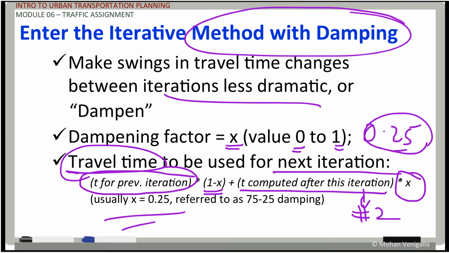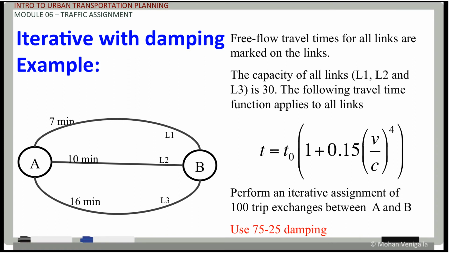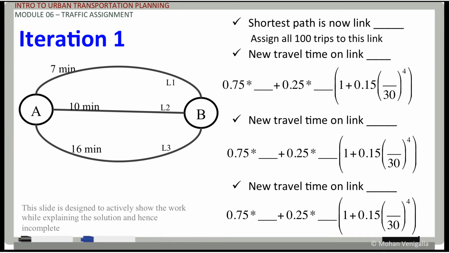As with anything, if we use a problem, it will become much clearer. Again, the same problem, one line is added. Use 75-25 damping. That's what we are going to do. Everything the same. Capacity is 30, trips are 100, etc. Now, these travel time estimation functions look different, right? So this is the damping formula which we sorted out earlier.